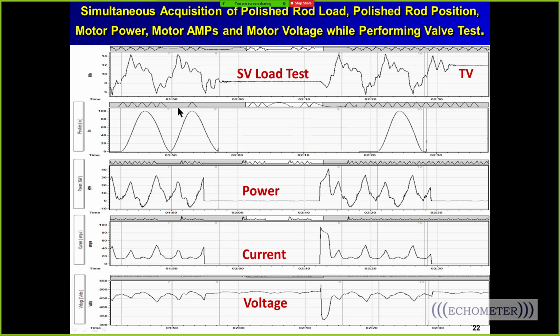Now this is the polished rod load, and this is the position, and this is the kW and the amps and the volts, and here we are stopped for a valve test, and the power drops to 0 and the current drops to 0. But when Ken disconnected the power, he put the clamps above the HOA switch for volts, and we can see the voltage on the line. And so when we turn the motor on, we see this big drop in volts from like 480 down to like 320, a big drop.